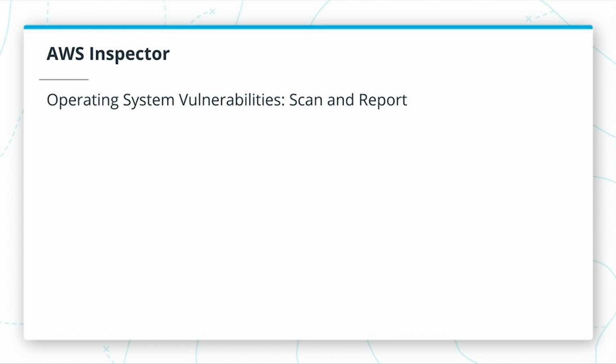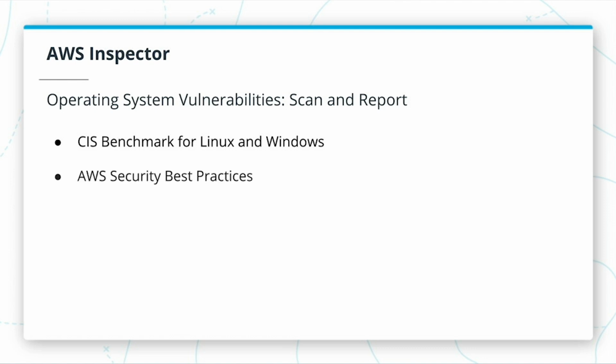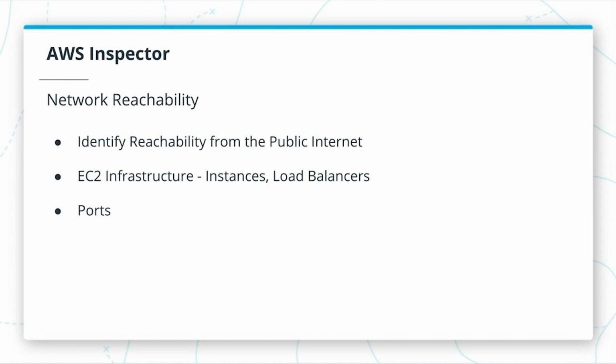AWS Inspector provides insight into the following operating system vulnerabilities: CIS benchmark for Linux and Windows, AWS security best practices, and common vulnerabilities and exposures, or CVE findings. Inspector can also provide a report on network reachability from the public internet to instances and load balancers, along with specific ports that are reachable.